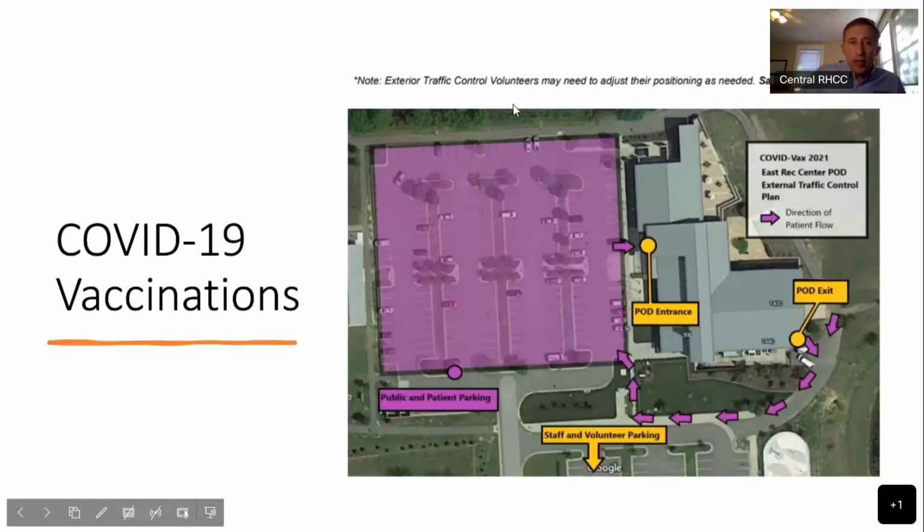Sorry, I keep flipping through these slides a little too fast. But I wanted to provide a couple of diagrams that showed what the pods look like both outside and inside. So this one you can see is labeled showing where the entrance is, where the public and patients will be parking, where staff and volunteers will be parking, and that sort of thing. This should be provided to you before you go to a pod. So whoever is the planning section chief should provide this information to your MRC coordinator, and they should provide it to you so you have all the information you need prior to arriving.